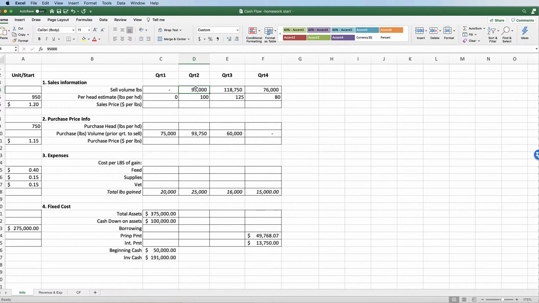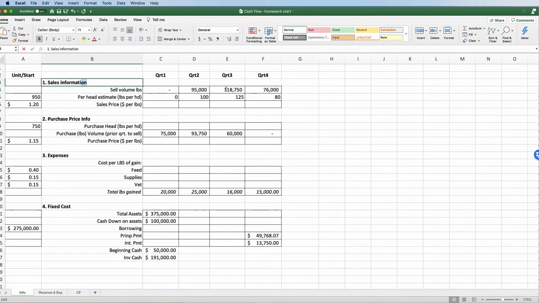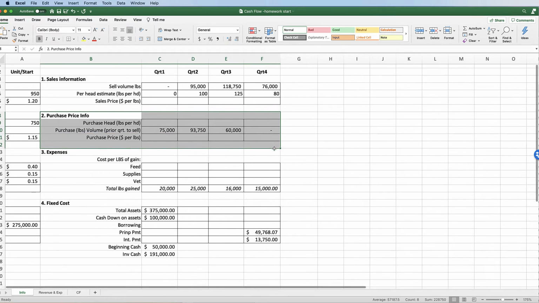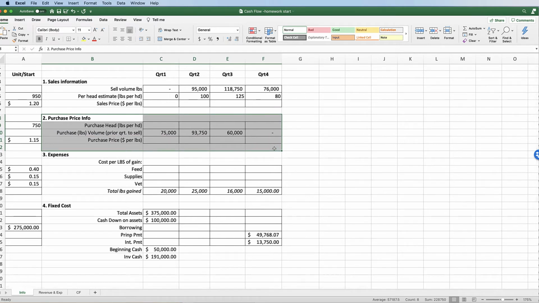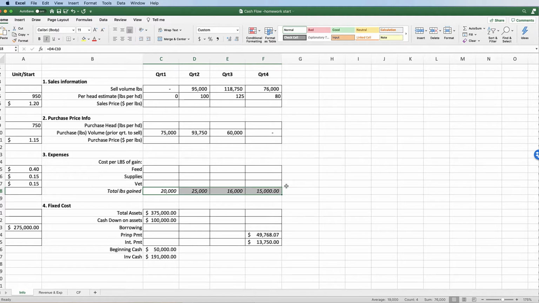So to get that done, you always need some base information. So as I mentioned before, it looks like we're selling some custom fed cattle of a certain volume. We are buying those same cattle earlier in the process and getting them up to that higher weight to sell. Let's see, we are also spending money to get that done. And I've got these organized as the cost per pound of gain. So all of these 40 cents, 15 cents, and 15 cents are these expenses across these periods.